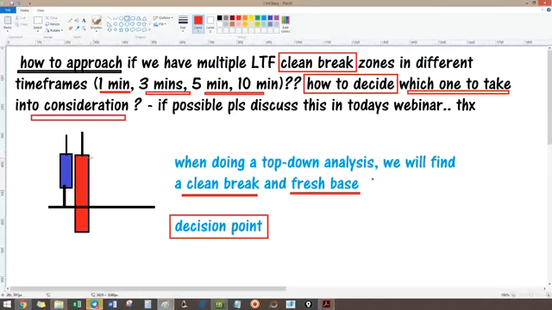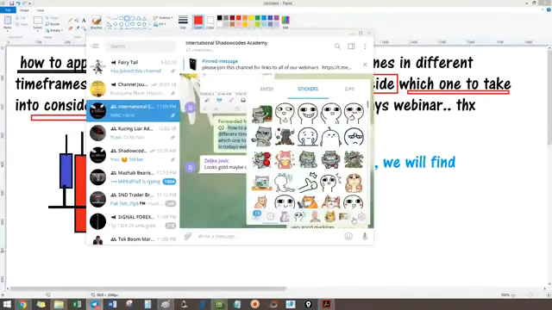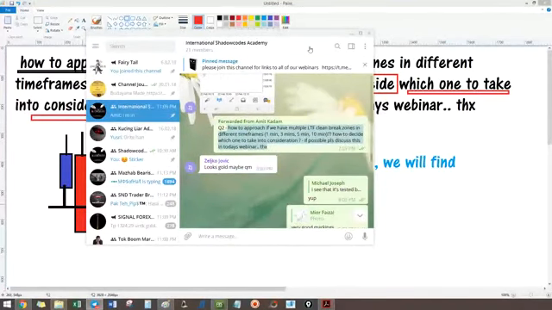If on M1 it does not have a clean break and it does turn, acknowledge in your mind that in a lower time frame there is a decision point, but we do not have access to the 1 second chart. Is there any question? No. All right.